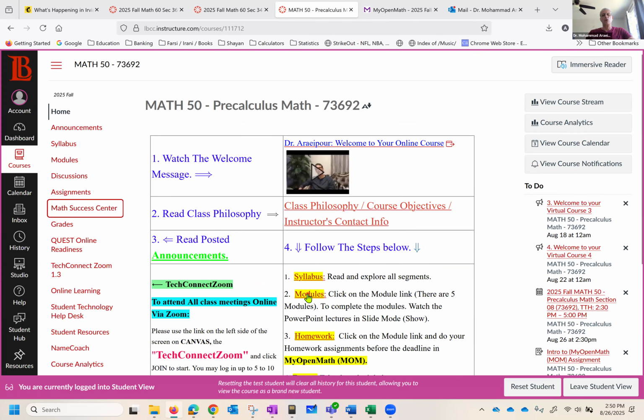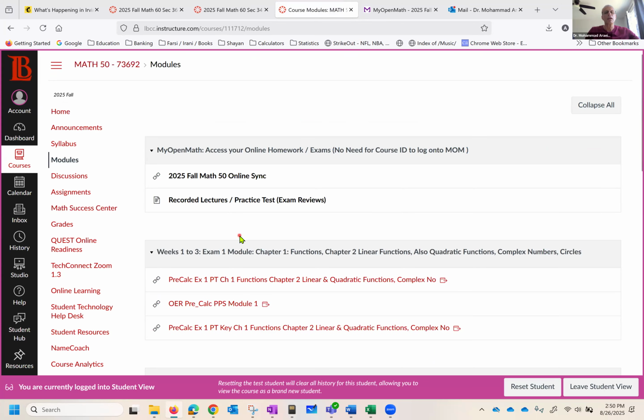And now I want to go to modules. You can click on it right here or on the left navigation bar. So what do we find? First and foremost, at the very top, this one is your digital platform.